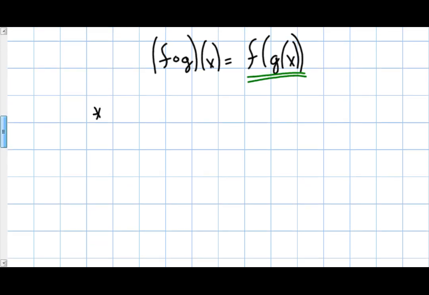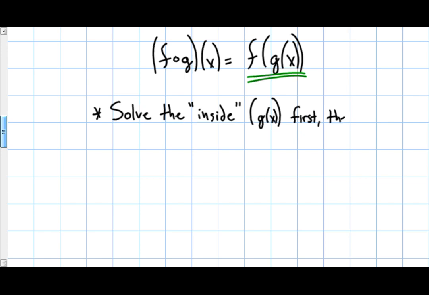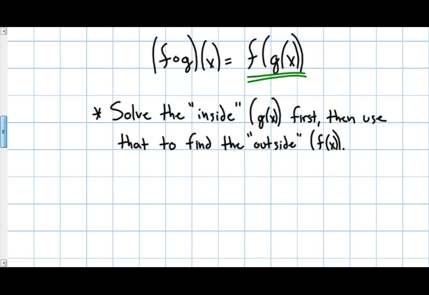And that is this. You're going to want to solve the inside, which in this case, if you're looking up at this example, would be G of X first, then use that to find the outside, which in this case would be F of X. So let's take a quick example.